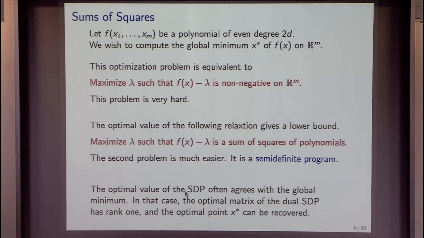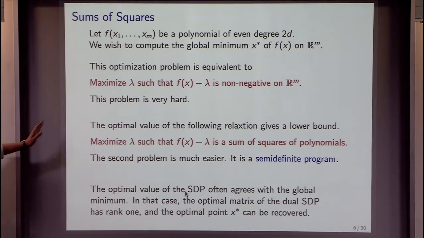A couple words about sum of squares. Of course, many of you are familiar, but let me just summarize it. In global optimization, suppose we're given a polynomial f in n real variables, x1 up to xn, of even degree 2d. Suppose we knew that this is bounded below and attains its global minimum, x star. We want to compute it, right?